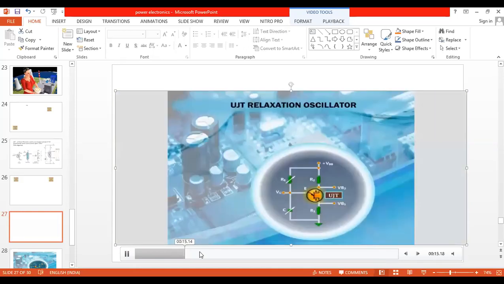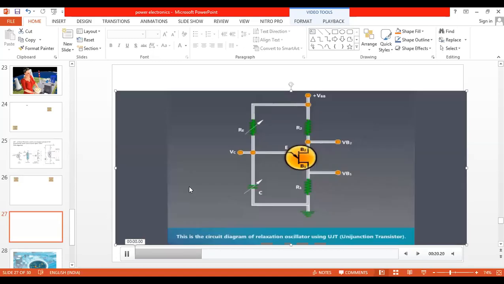I repeat this one here. So this is the circuit. When the supply is on, entire current flows through the RE resistor. From the RE resistor, it flows through the capacitor. Then the capacitor starts charging. Once the capacitor is charged completely, then the capacitor releases the current. That discharging current enters the emitter terminal of UJT, and finally UJT is on.